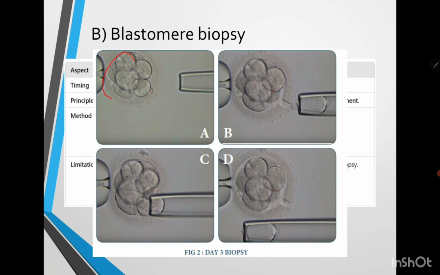So this is the blastomere biopsy. This is the 6 to 8 cell stage, a day 3 embryo. 6 to 8 cells blastomere biopsy.